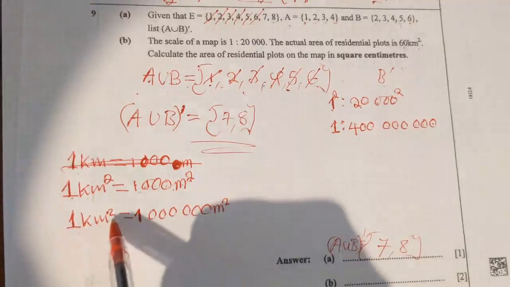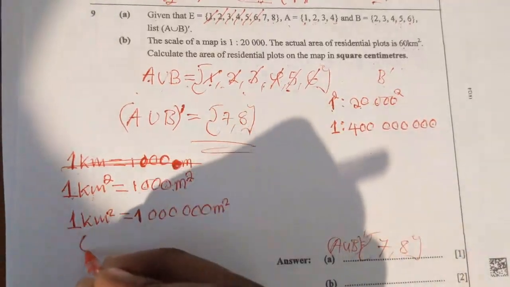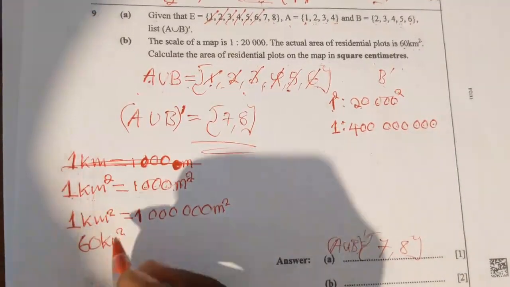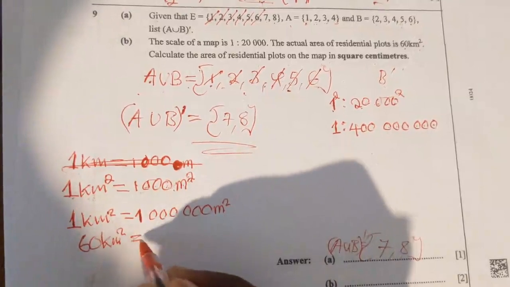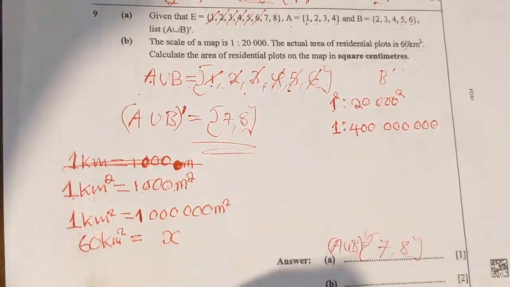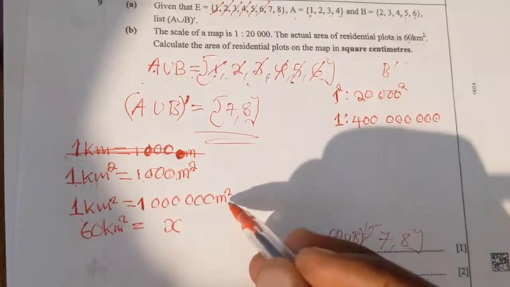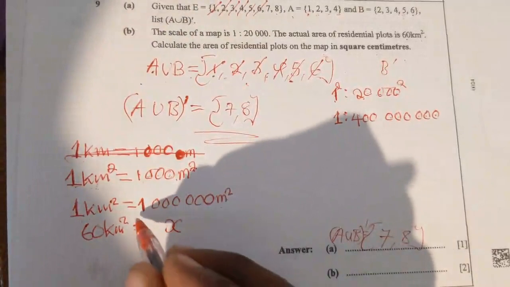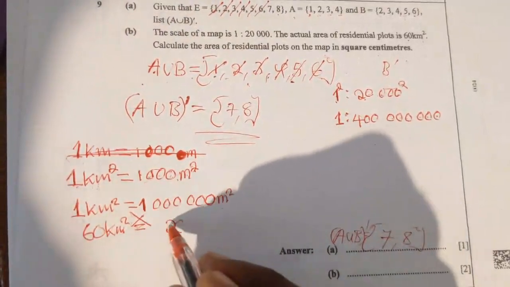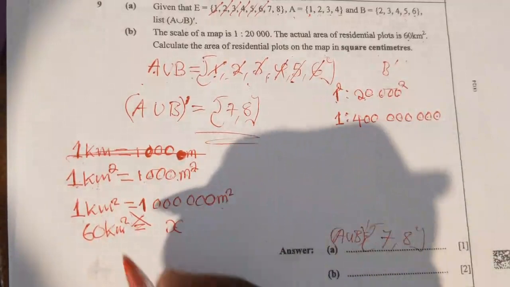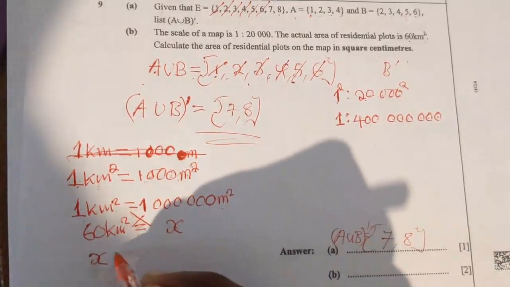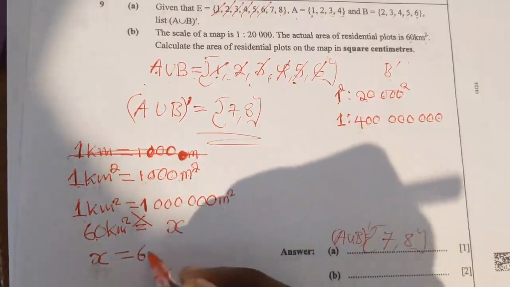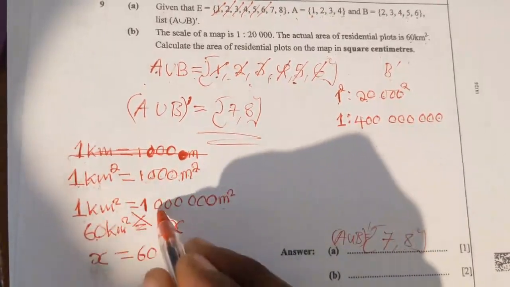Here we have kilometer squared, so we can put 60 kilometer squared. Okay, we have kilometer, so we can put it like this. Then what is it going to be in meter squared? We can cross multiply from here. We say this times that, so x is equal to 60 times this, so it is going to be 60 plus these zeros.